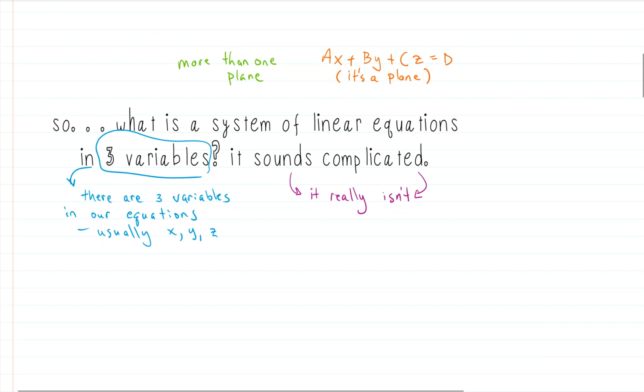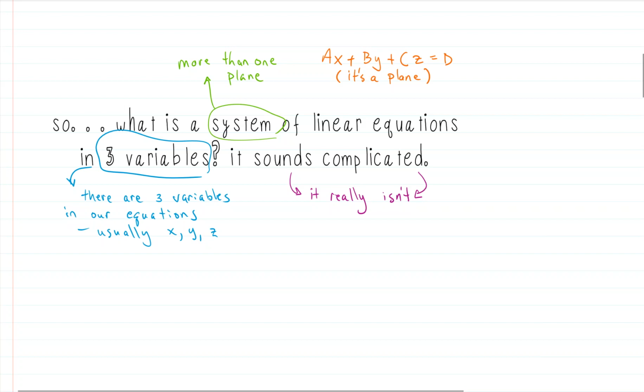How about the word system? What does that mean? Well, it means we have more than one equation in our set of equations. And since we are dealing with three space here, and we've got three variables, that means each of our equations is a plane. So we've got more than one plane. In fact, we generally have three of them in this section. So we'll have three planes in three space. So those three equations or three planes represent our system. So system just means more than one equation.